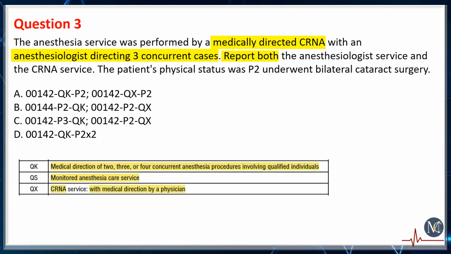In this scenario, we need to verify the correct service code along with the physical status modifier and HCPCS modifier. First, we will eliminate option D because it shows the physical status modifier P2 two times, which is incorrect. We also eliminate option C on the basis of different types of physical status modifier. HCPCS modifier QK is for the medical direction of 2, 3, or 4 concurrent anesthesia procedures involving qualified individuals, and modifier QX is for the CRNA service with medical direction of a physician.